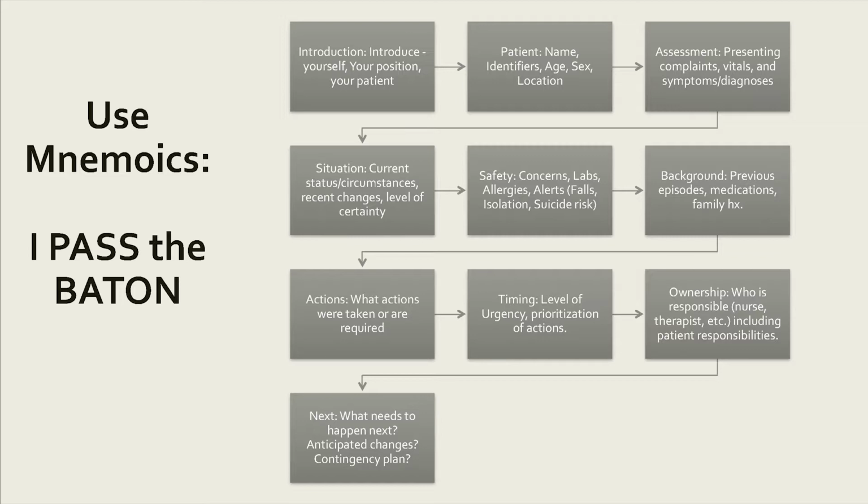Actions: what actions were taken or are required? Timing: level of urgency, prioritization of actions. Ownership: who is responsible? A nurse, a therapist, or someone else, including patient responsibilities. Next: what needs to happen next? Anticipated changes or contingency plan.